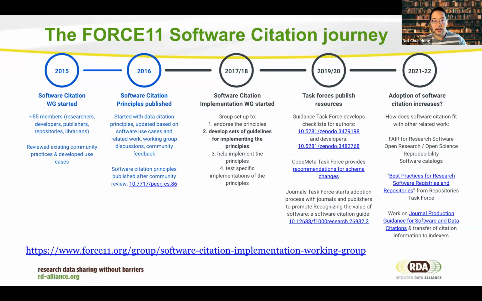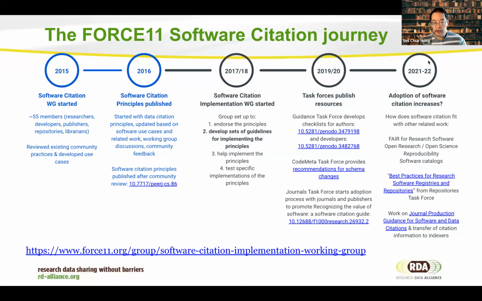And so over the last 5 years, what we've been doing is ticking off all of the different things, the guidance and guidelines for helping people implement the principles. And so these include looking at checklists for authors and developers, coming up with changes to metadata to make it easier for people to describe citations, looking at the way in which journals handle the software citation data and metadata, and providing best practices for different types of stakeholders, including research software registries, repositories, and so on.